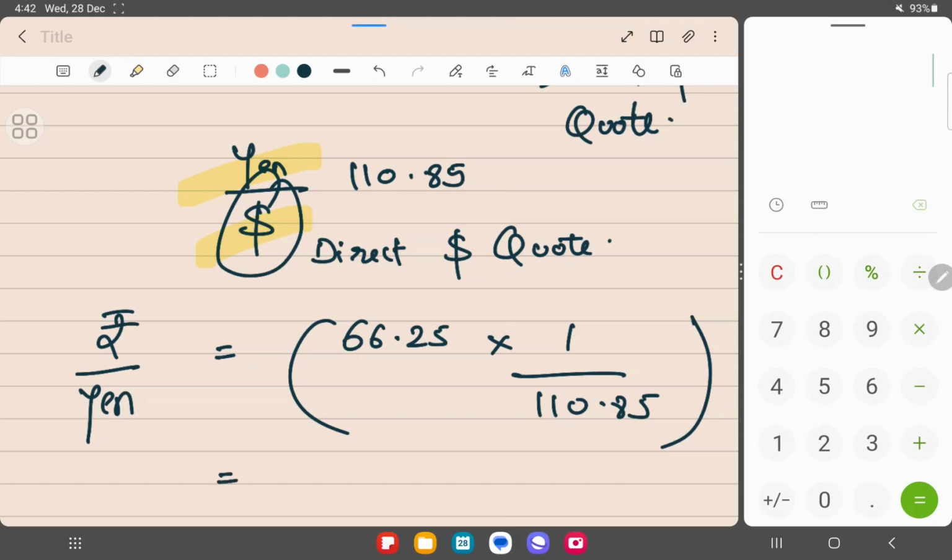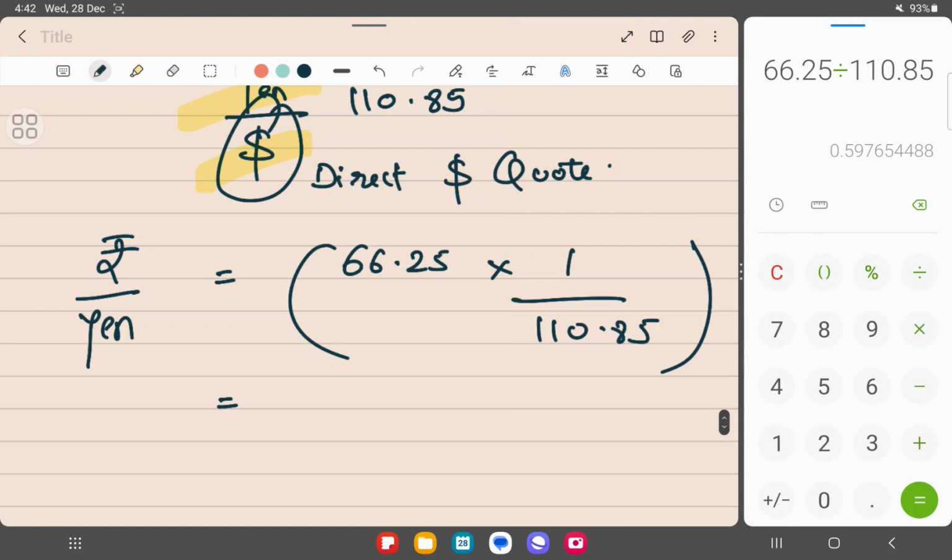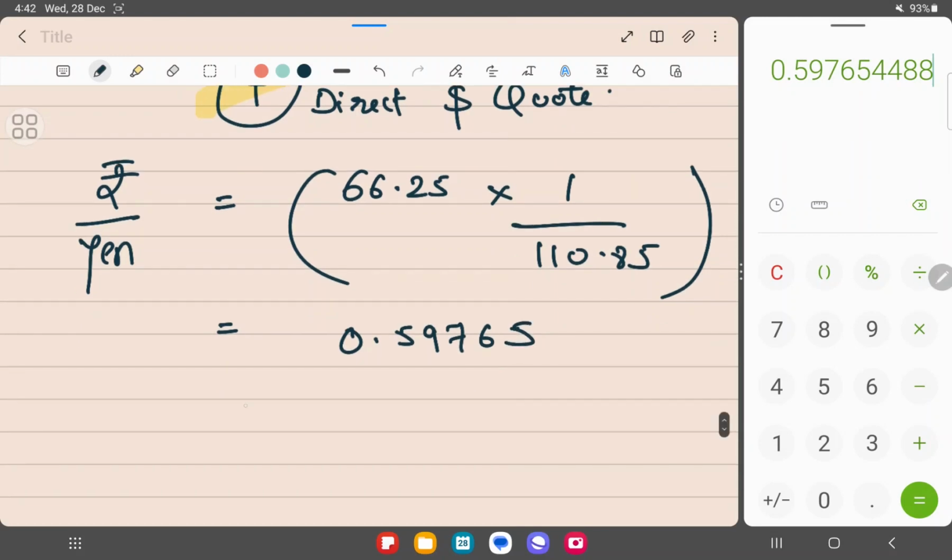If you see the answer, 66.25 divided by 110.85 comes up to 0.59765, so you can say this is 0.5977. Correct, this is your answer.